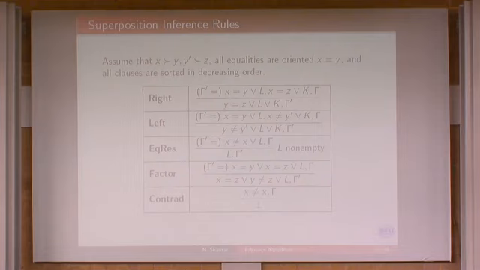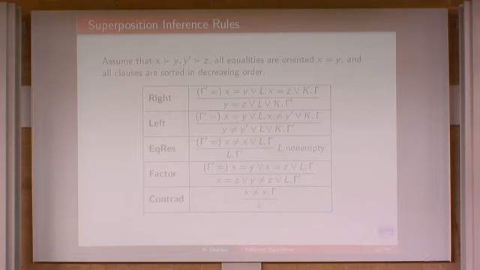The left rule has the same kind of thing, but it has x not equal to y prime. So x equals y or L, x not equal to y prime or K, you get y not equal to y prime from that, from L or K.